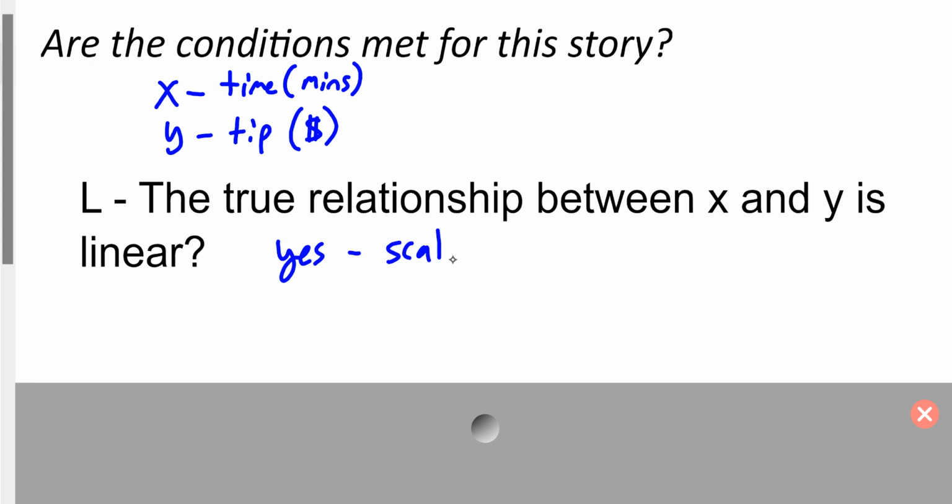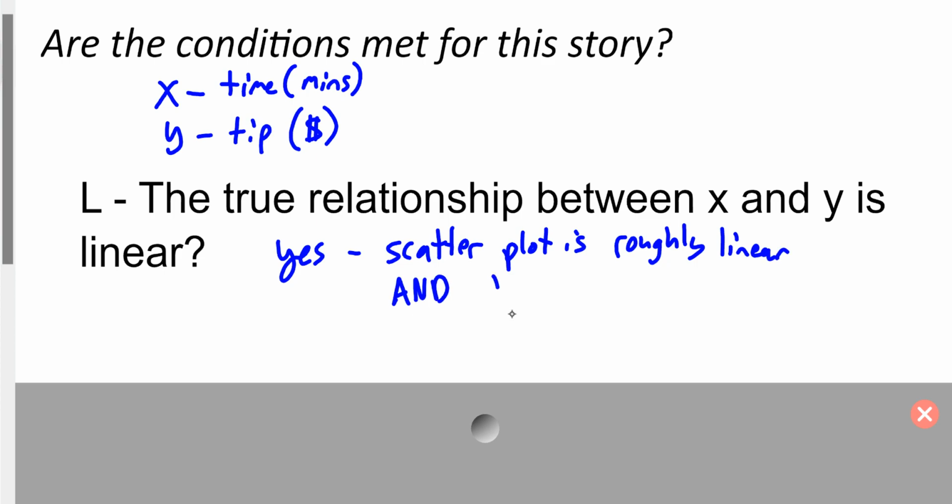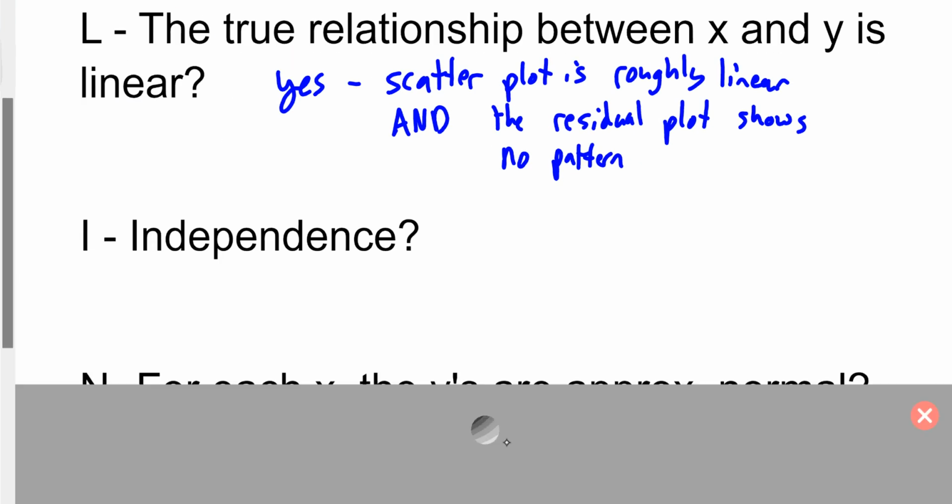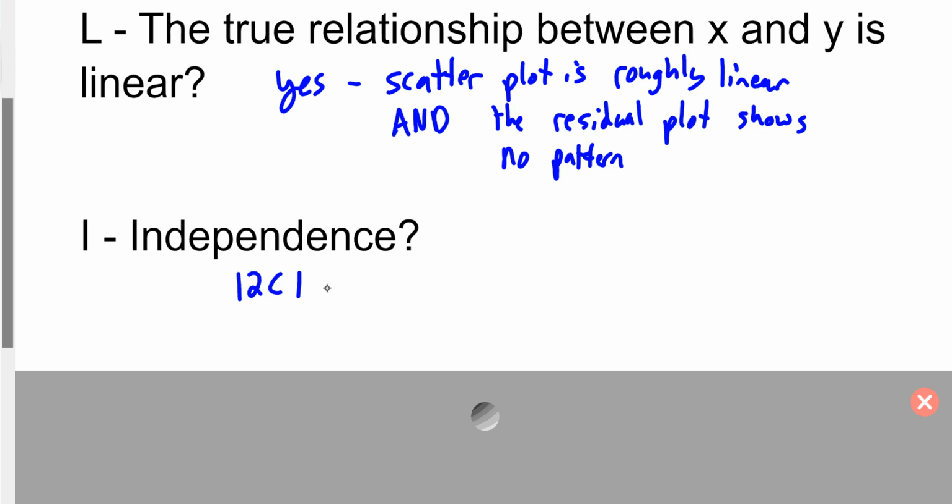The scatter plot is roughly linear. And we got to check that residual plot. The residual plot shows no pattern. Good. Second one, independence. We've done that before. There's 12 receipts. Would we say that 12 is less than 10% of all receipts, even for that day? Probably yes.